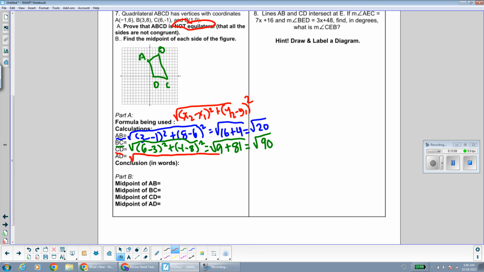CD, and I'm going to have to do AD somewhere else. CD is 1 minus 6 squared plus 0 minus -1 squared. 1 minus 6 is -5 squared is 25 plus 1 equals radical 26. And finally, one more to go, AD. I'm going to do AD over here.